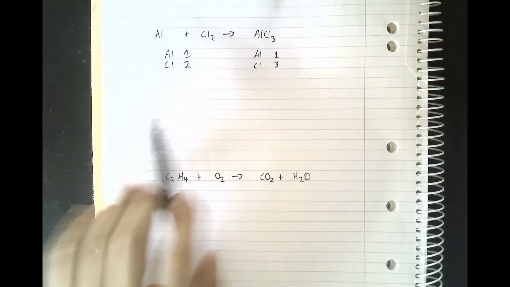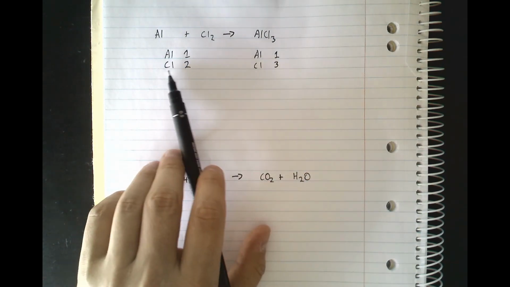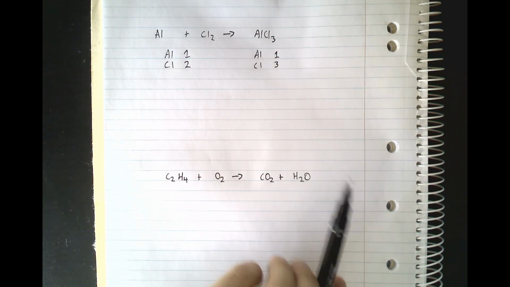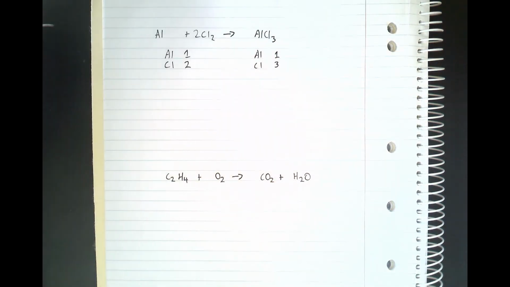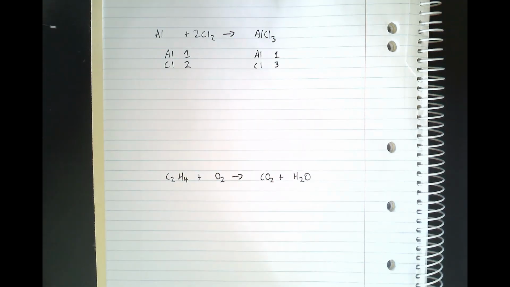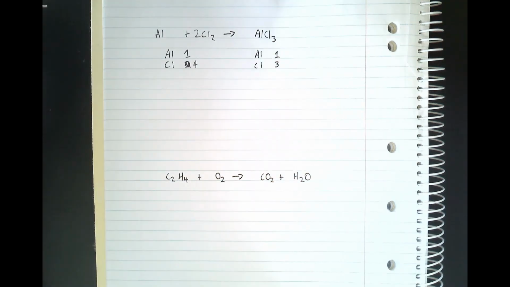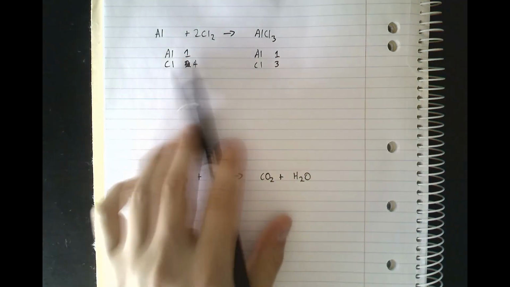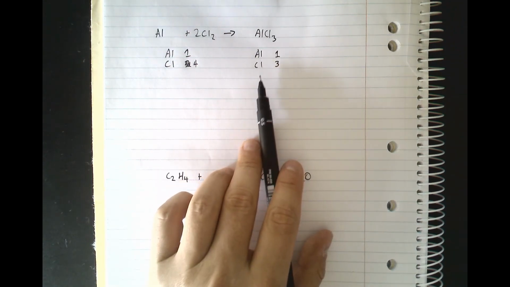So what we see here is that the aluminiums are currently balanced. There's nothing that we can do to balance them out anymore. But there are 2 chlorines here and 3 chlorines on the product side. So what we can do is increase the number of chlorine molecules that I have here. So I have 2 Cl2s. In total, that will mean that I have 4 chlorine atoms. So 4 on this side now, 3 on the other. Again, we're at a point of imbalance.